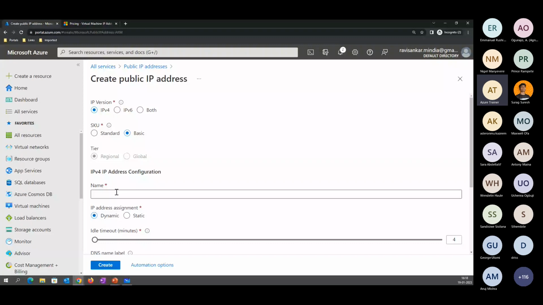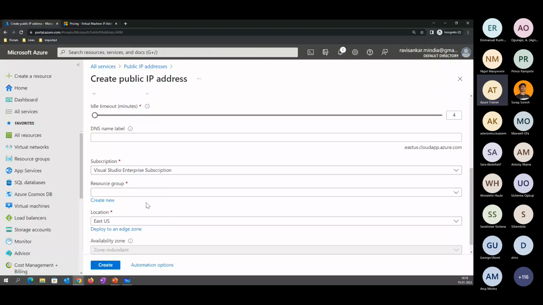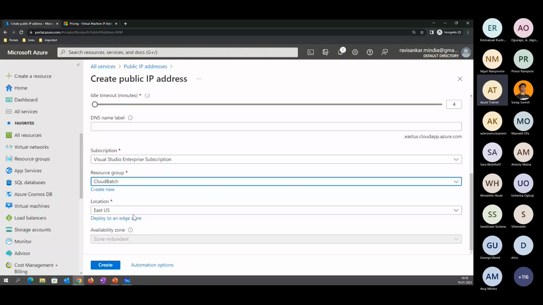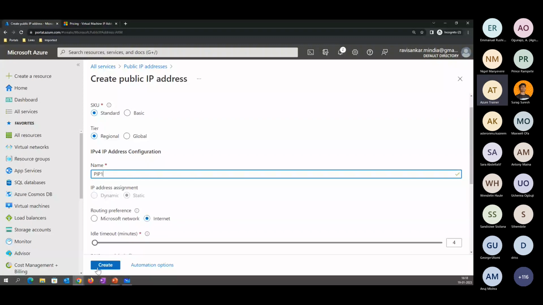Right now, I'm just configuring a standard mode. Now I'm giving where you want to use it, internet or internal. I'm saying it's for internet, and I need to define a resource group. I'm using an existing resource group. Now you need to give a label name for your public IP address. I'm just giving public IP address one. I've just given create here.